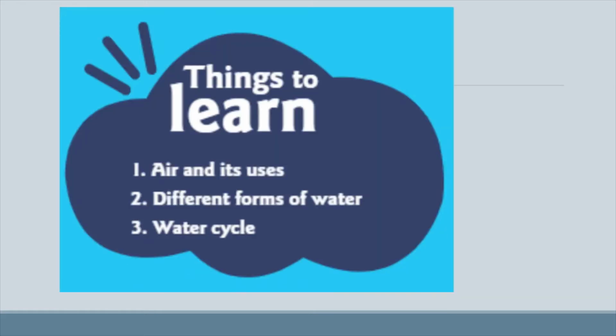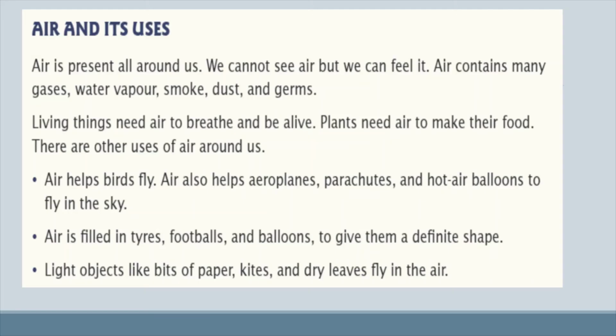And what are the things that we are going to learn in the chapter? Firstly, we are going to see what air is and its uses. Then we are going to see different forms of water. And lastly, we are going to see the process of the water cycle. So let us start with air and its uses.